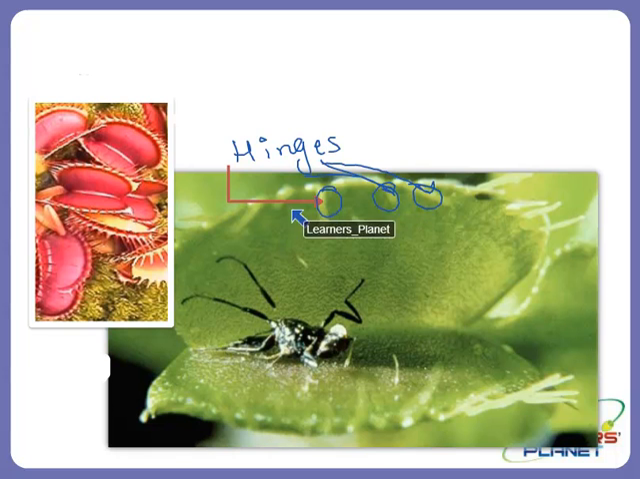So when anything touches these hairs, the two lobes, one is this and the second one is this, these two lobes of the leaves snap shut in less than a second and trap the insect. And finally, it digests the insect, and the Venus flytrap gets its nutrition from this insect. So this was about the Venus flytrap.